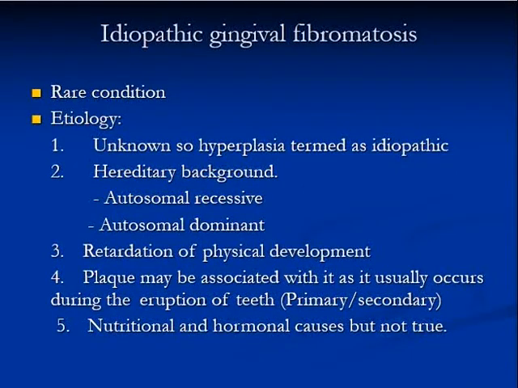Next is idiopathic gingival fibromatosis. It is a rare hereditary condition, also called hereditary gingival hyperplasia, congenital familial fibromatosis, and elephantiasis. The condition is usually idiopathic and inherited in either an autosomal recessive or autosomal dominant form. The autosomal dominant forms of gingival fibromatosis are usually non-syndromic and have been genetically linked to chromosome 2p21.